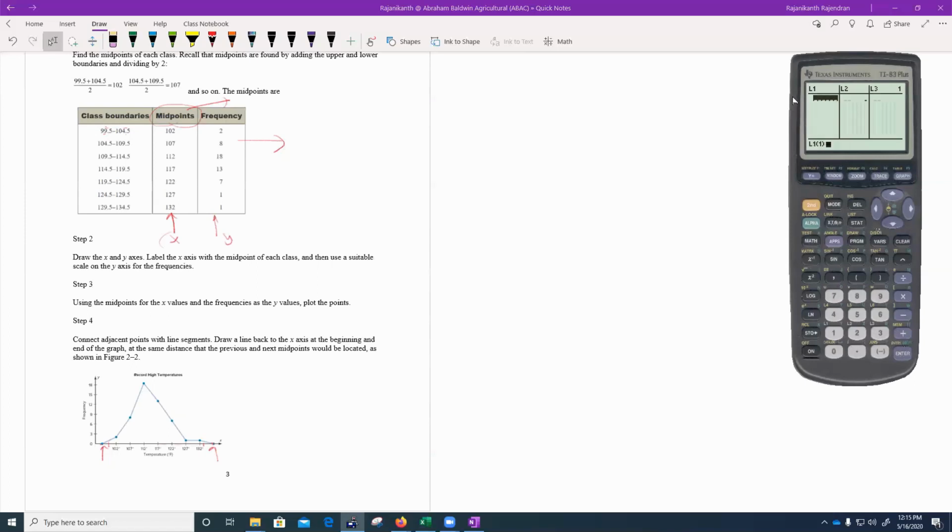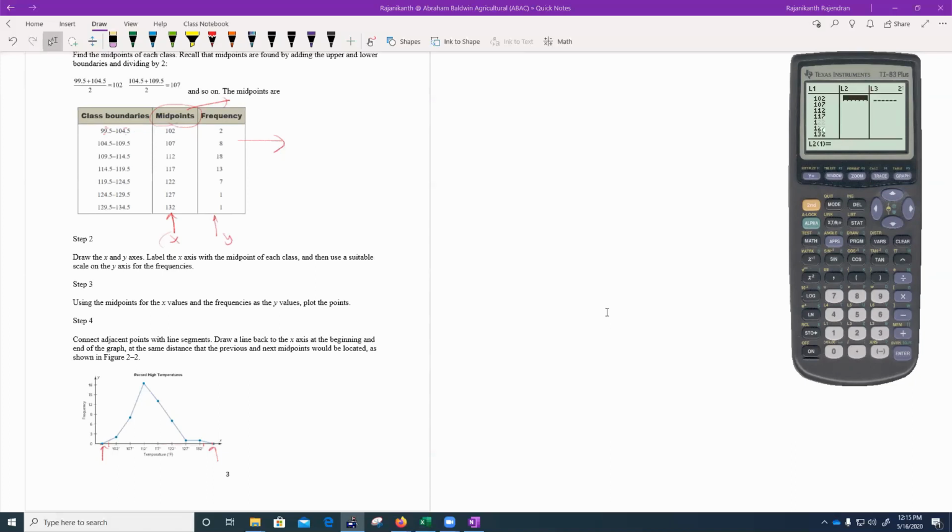Okay. So I'm going to enter my midpoints value through this L1 column. So let us enter one by one. If you look at your first midpoint, which is 102, I'm going to enter 102 there. And the next midpoint is 107 and 112, 117, 122, 127, and 132. So first I'm entering all the midpoints through my L1 column, right?